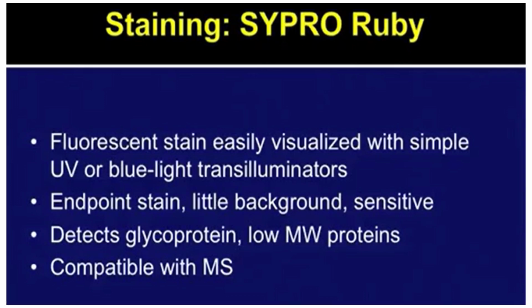There is SYPRO Ruby stain as well, where this is a fluorescent stain, and it is easily visualized with simple UV or blue light. So basically, we'll just need a transilluminator, and after staining, we'll directly visualize on a transilluminator.